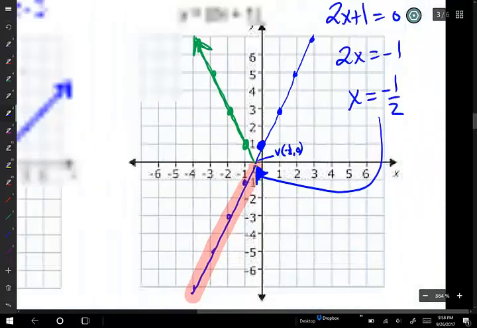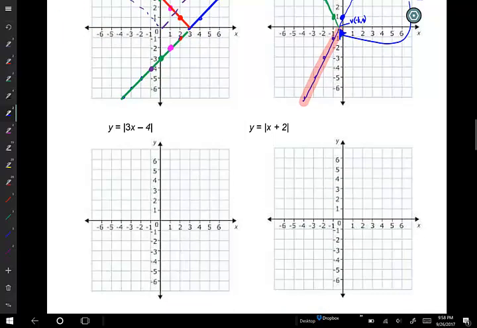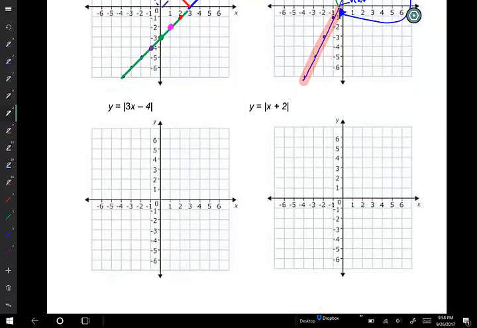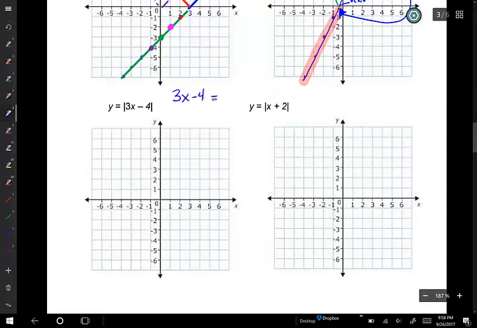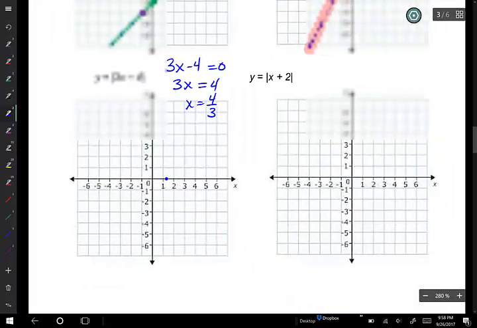So just as we're kind of summarizing that, there's a lot of different ways to do this with a table of values or with flipping them up over the x-axis. Let's look down here at these bottom two. 3x minus 4. I'm going to take that 3x minus 4. I'm going to set it equal to 0. That means 3x equals 4 and x equals 4/3. So as we work through this, the value 4/3 right here, give or take, is going to be our vertex point. Let's see how this pans out.